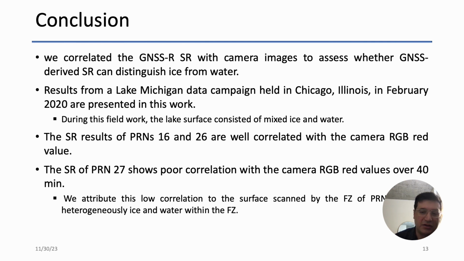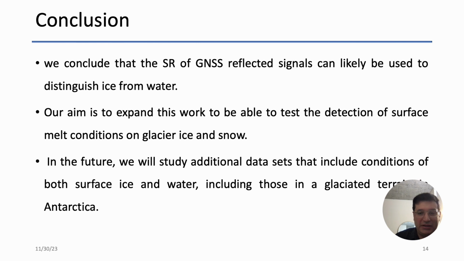The SR results of PRN 16 and 26 are well correlated with the camera's RGB red value. The SR of PRN 27 shows poor correlation with camera RGB red values over 40 minutes. We attribute this low correlation to the surface scanned by the first Fresnel zone of PRN 27 being heterogeneously ice and water within the Fresnel zone. We conclude that the SR of GNSS reflected signals can likely be used to distinguish ice from water.